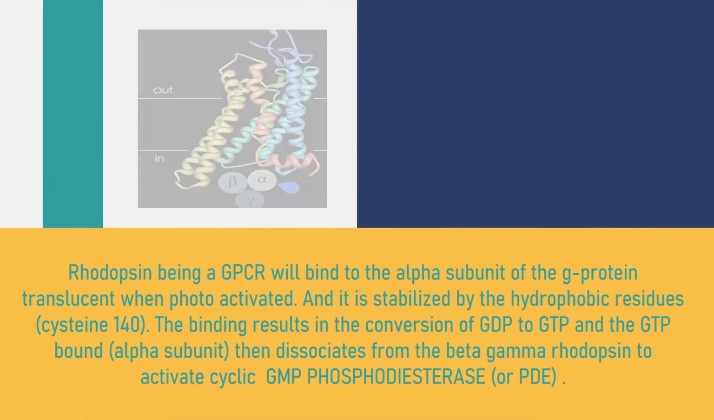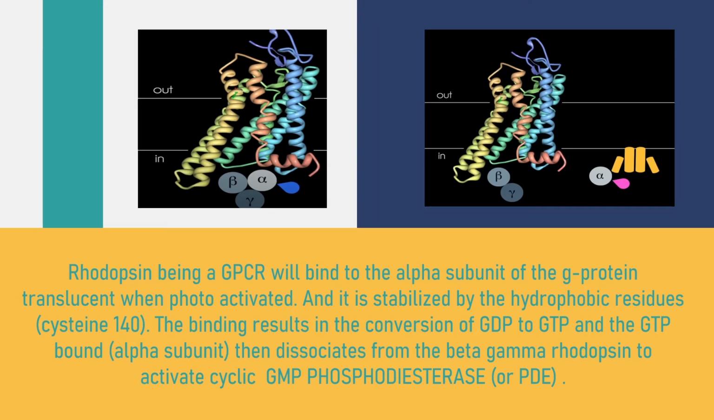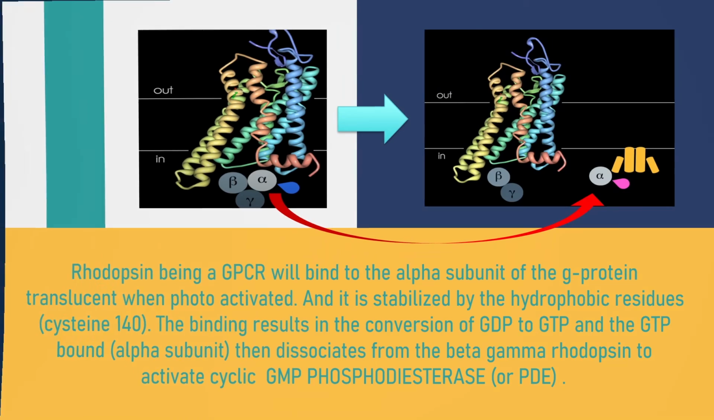Rhodopsin, being a G-protein coupled receptor, will bind to the alpha subunit of the G-protein transducin when photoactivated, and it's stabilized by the hydrophobic residue cysteine 140. The binding results in the conversion of GDP to GTP, and the GTP-bound alpha subunit then dissociates from the beta-gamma subunits to activate cyclic GMP phosphodiesterase, or PDE.